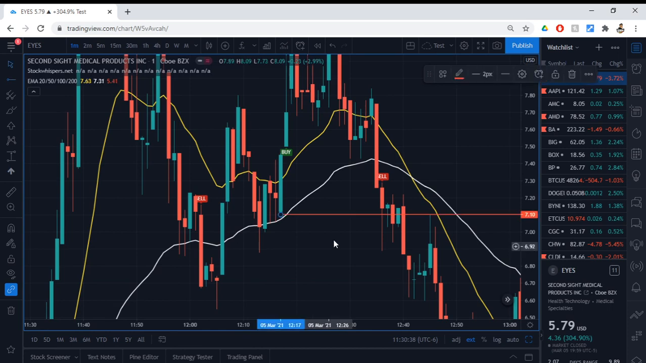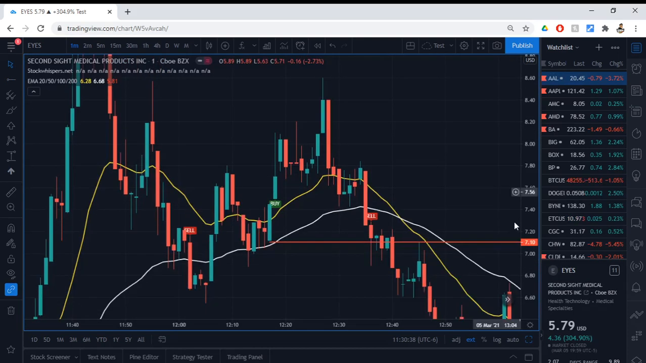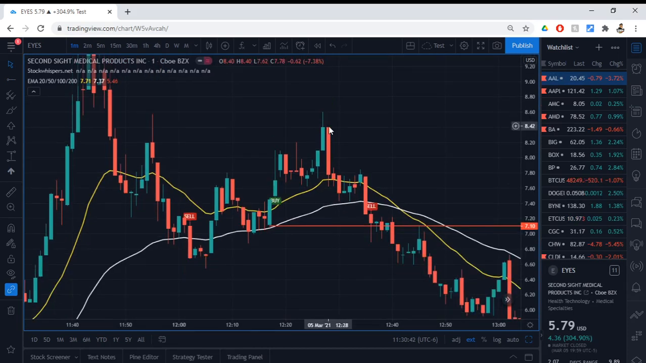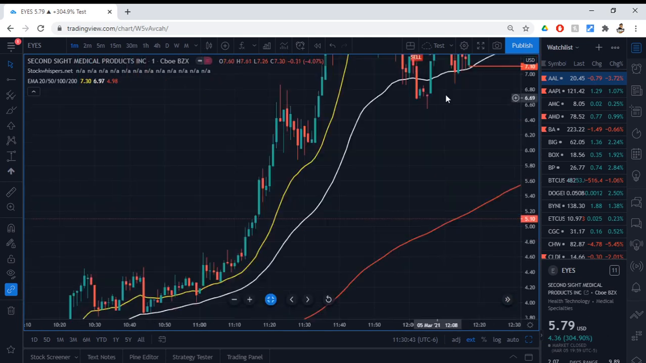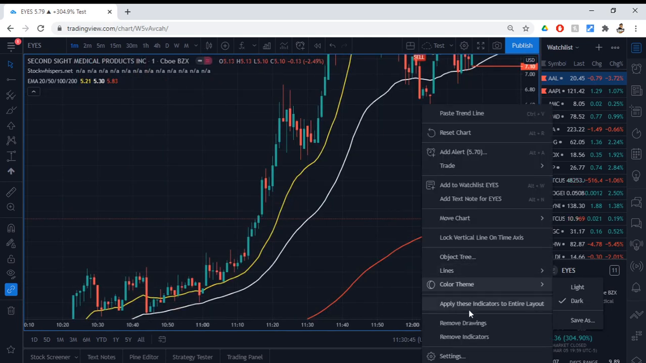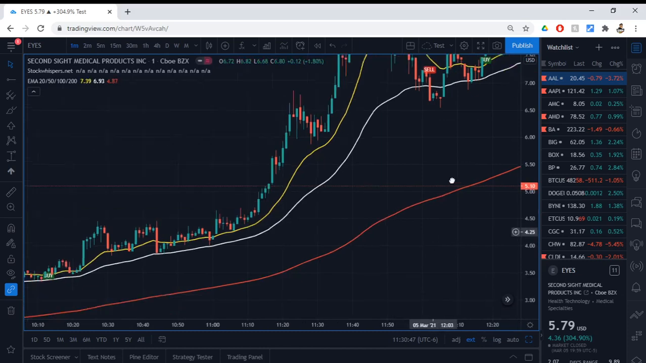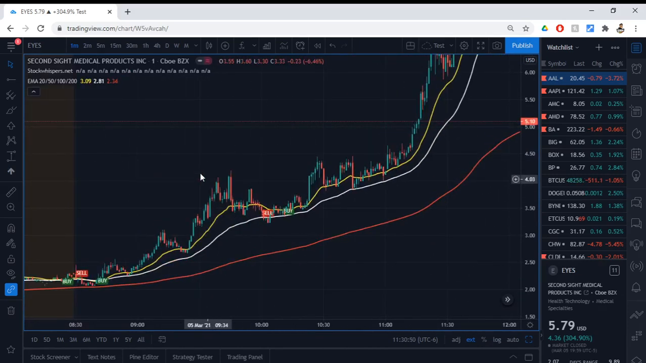Buy, stop loss right there. You would have eventually been stopped out. You could have gotten some here. Okay. So the same risk to reward ratio or the same stop losses apply.